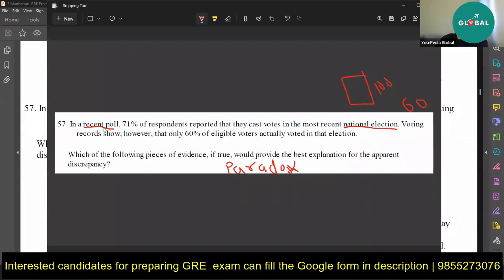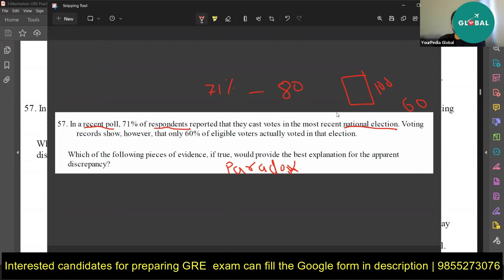But in the first line, what he's saying is, in a recent poll, let us say some company conducted the poll. He's saying 70% of respondents cast their votes. So let us say I did not make this poll for 100 people. Let us say I made this poll for 80 people only. Okay, 20 is out of the scope. Out of this 80, I would say 71% cast their votes. So you understand the paradox here.